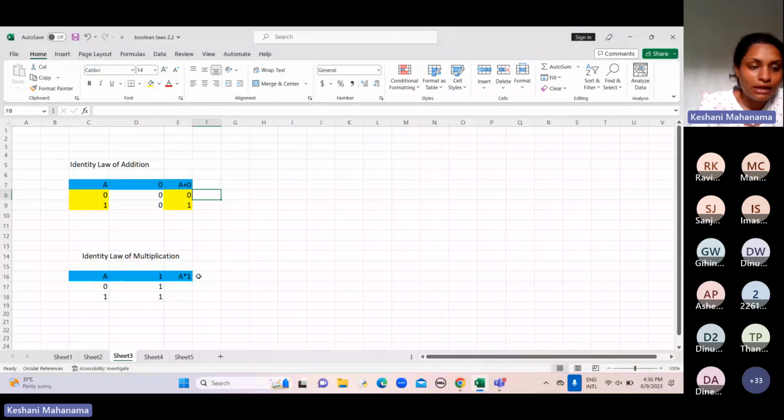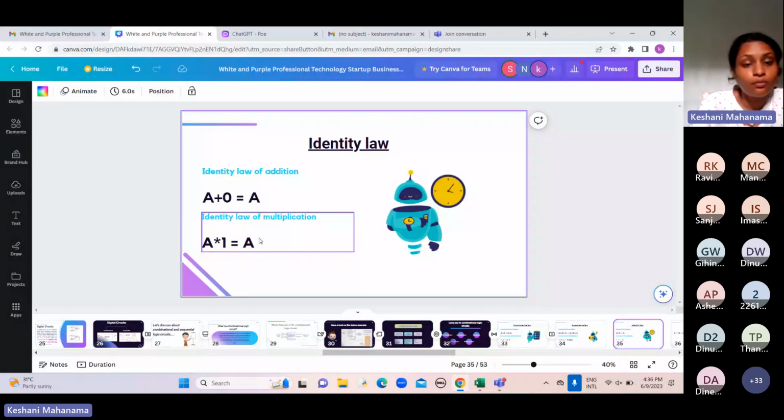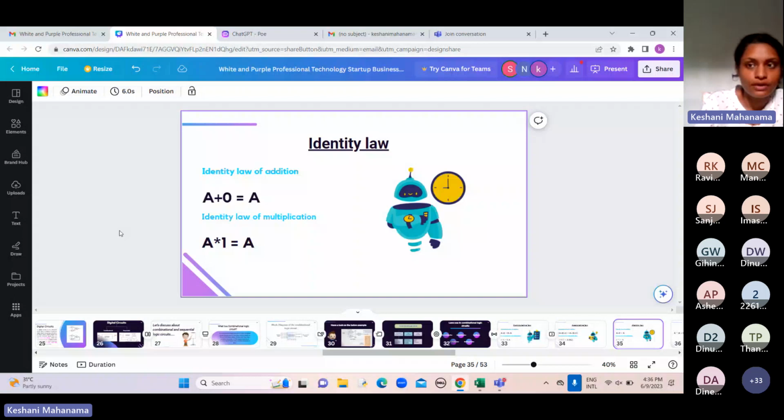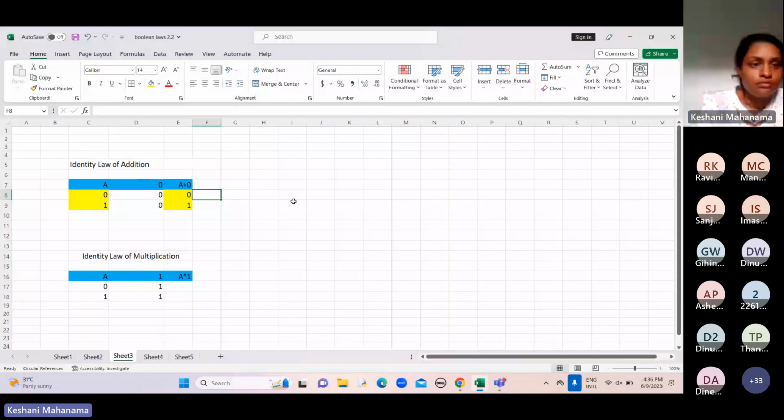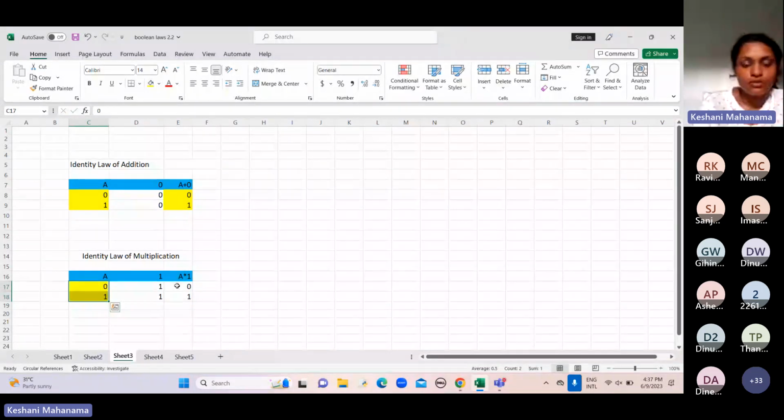And the identity law of multiplication. When we are talking about the identity law of multiplication, a into 1 should be equal to the values of a. So a into 1 means 0 into 1 is 0, 1 into 1 is 1. Then you can see a into 1 is equal to the values of a. So like that, we can state the identity law.